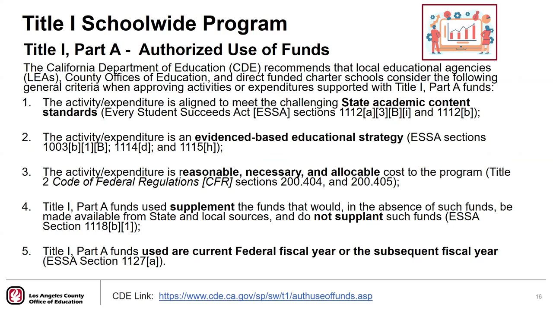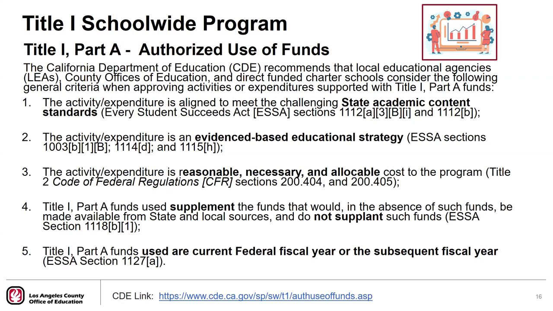On CDE's website, you can find the webpage that explains the criteria for an allowable expenditure with Title I funds. And on that, you're going to see 1 through 13. But here on this slide, 1 through 5 are the allowable uses that apply both to targeted assistance school programs as well as a school-wide program.